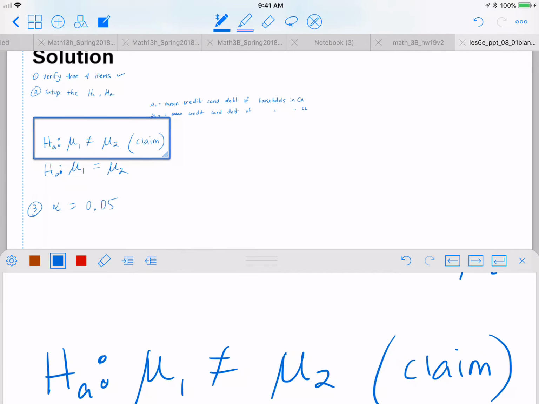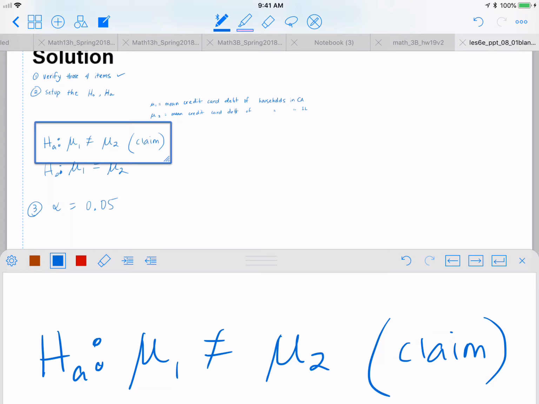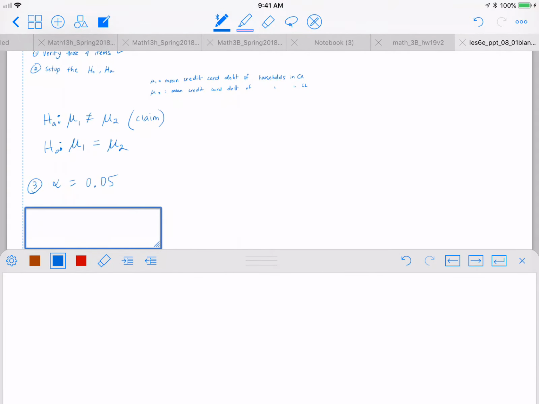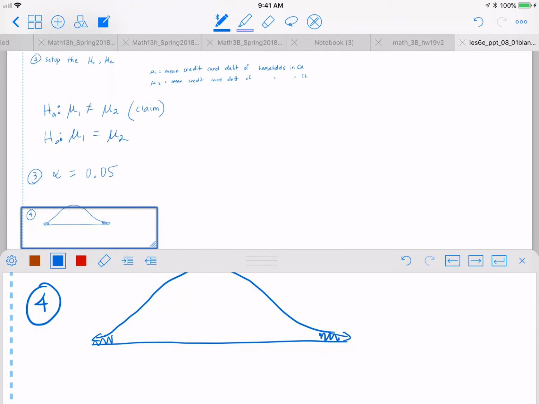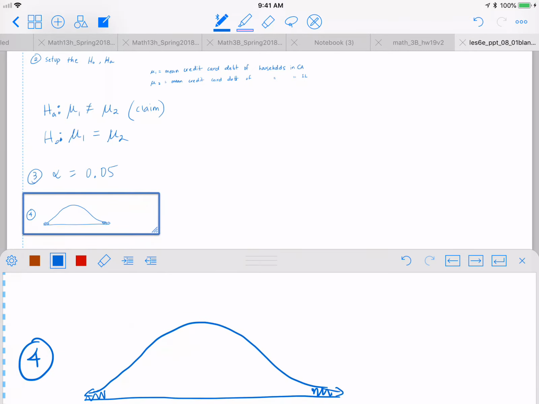From our HA, we can tell that we need to perform a two-tailed hypothesis test. So we'll have something like this, and we need to figure out those critical values. How do we figure out the critical values? We know that this area is going to be equal to 2.5%, so it needs to be 0.025. And this cumulative area is also going to be equal to 0.025.